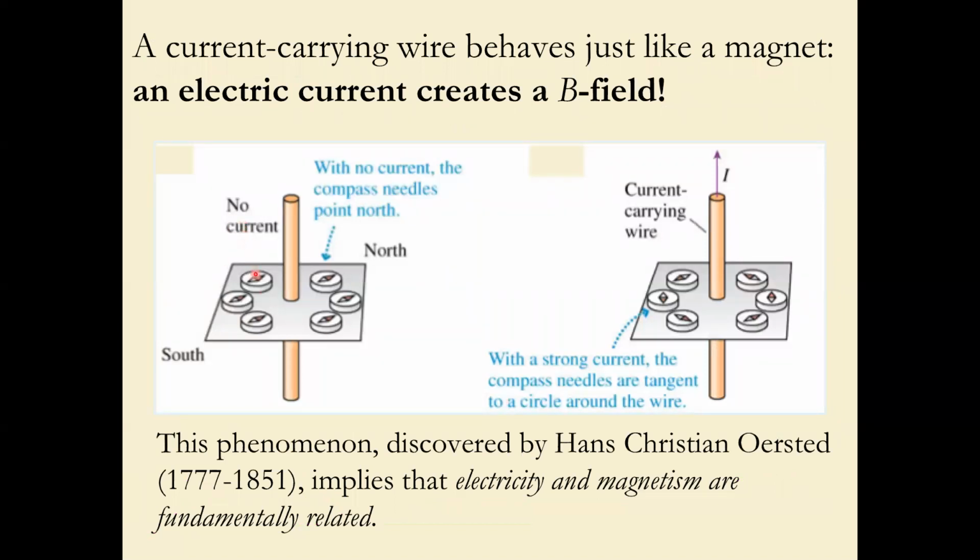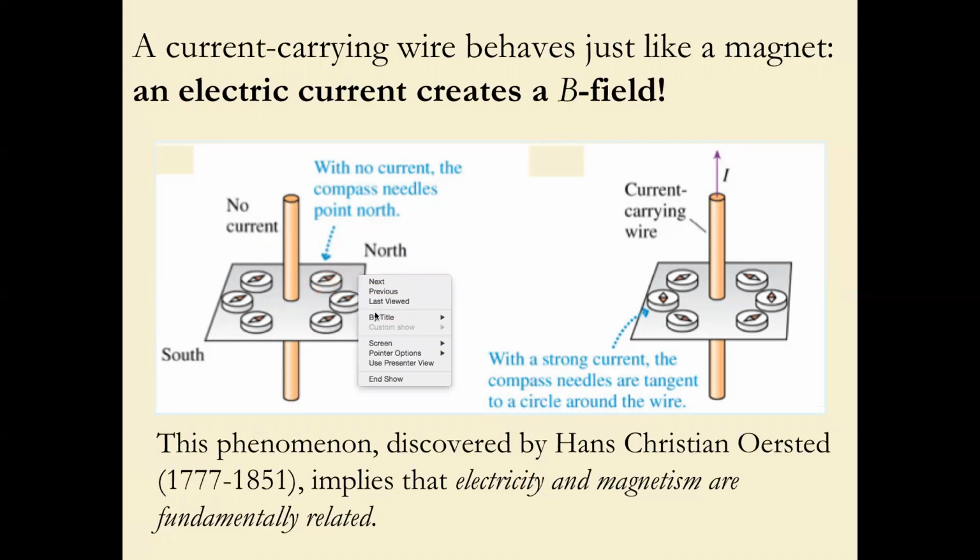And here you see a current carrying wire, and you will learn that a current carrying wire creates a magnetic field and it behaves just like a magnet. So on the left hand side, there is a rod, but there is no current. So when you put a compass around the rod, there is no change in the needle of the compass. Still, it shows the north pole of the Earth.